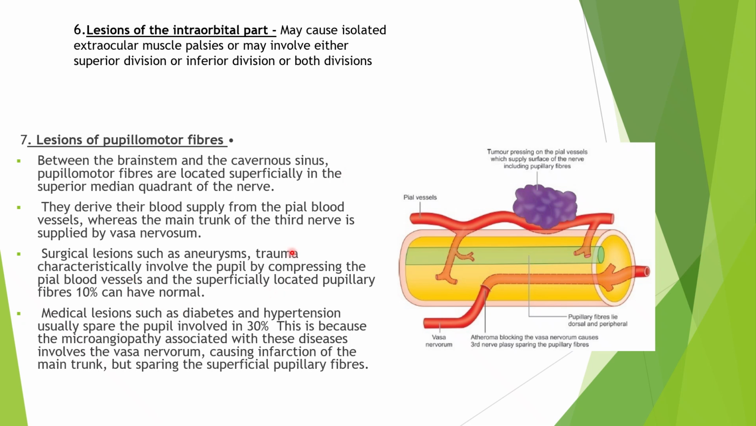Surgical lesions such as aneurysms and trauma characteristically involve the pupil, compressing these vessels and the superficially located pupillary fibers. So 10% can have a normal pupil. And medical lesions such as diabetes and hypertension usually spare the pupil, but 30% can be involved. The microangiopathy associated with diabetes and hypertension involves the vasa nervosum, causing infarction of the main trunk but sparing the peripheral pupillary fibers.